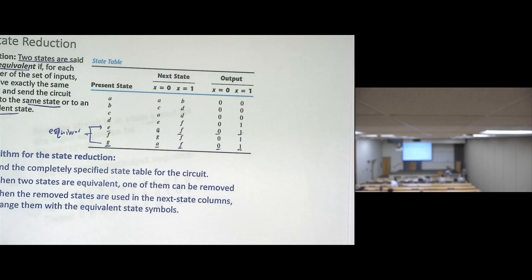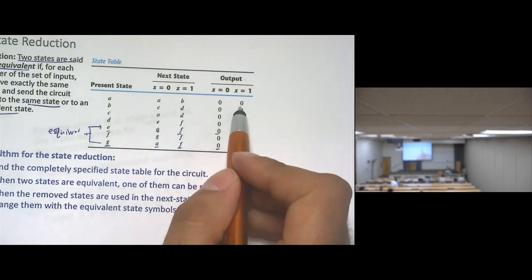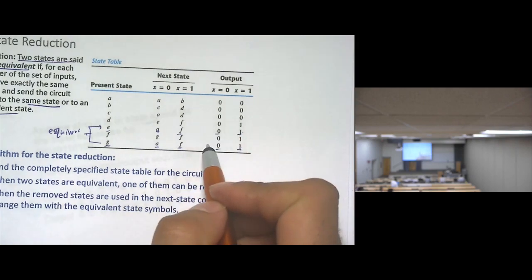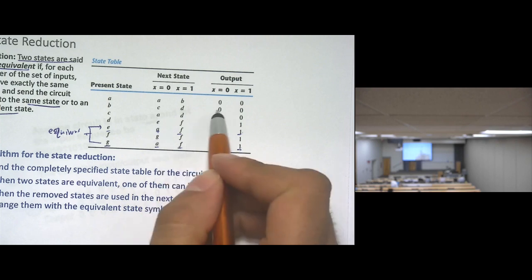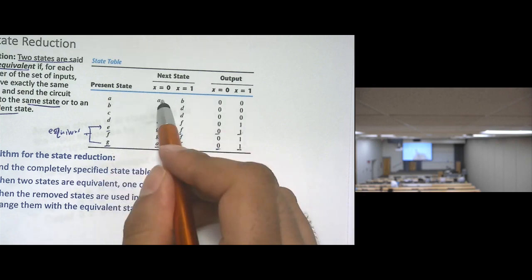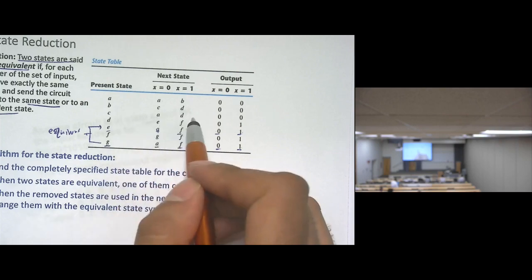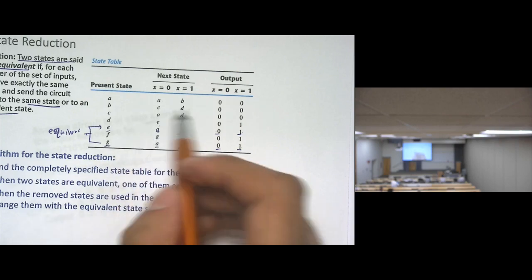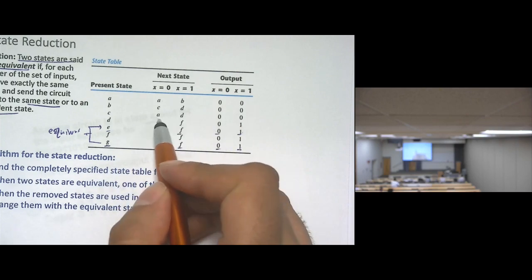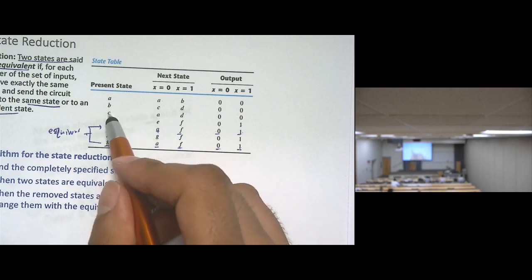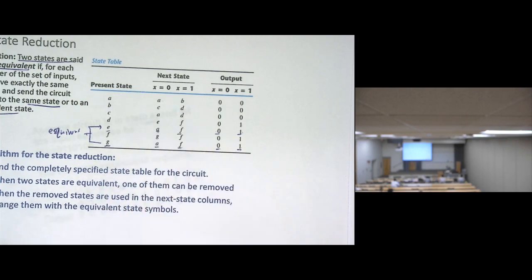How about 0 and 0? Is there any equivalence with 0 and 0? So here will give us A, here B. This is different. Here B, D, A, D. Those are not the same. There is nothing the same here. A and C. Let's see here between A and B. Here between A and D. Those are not the same.